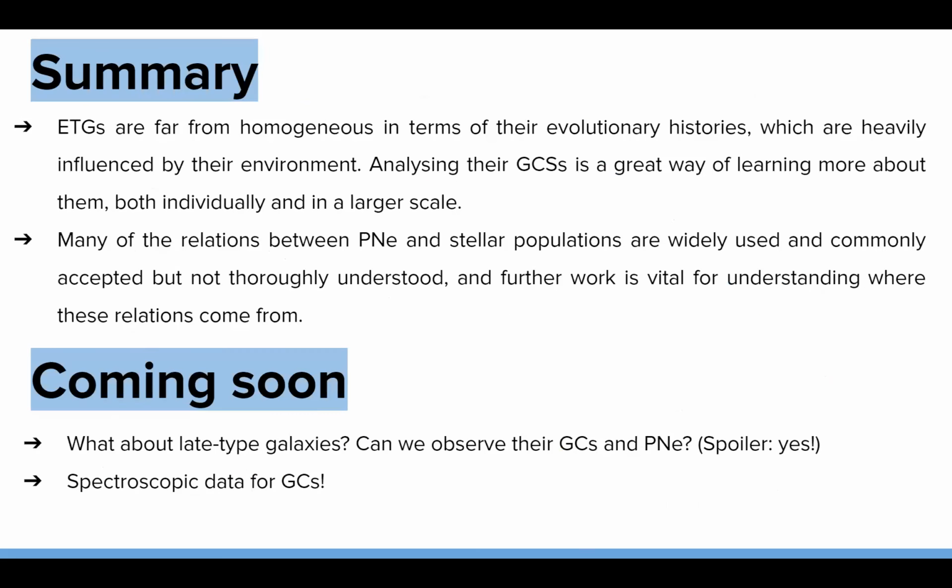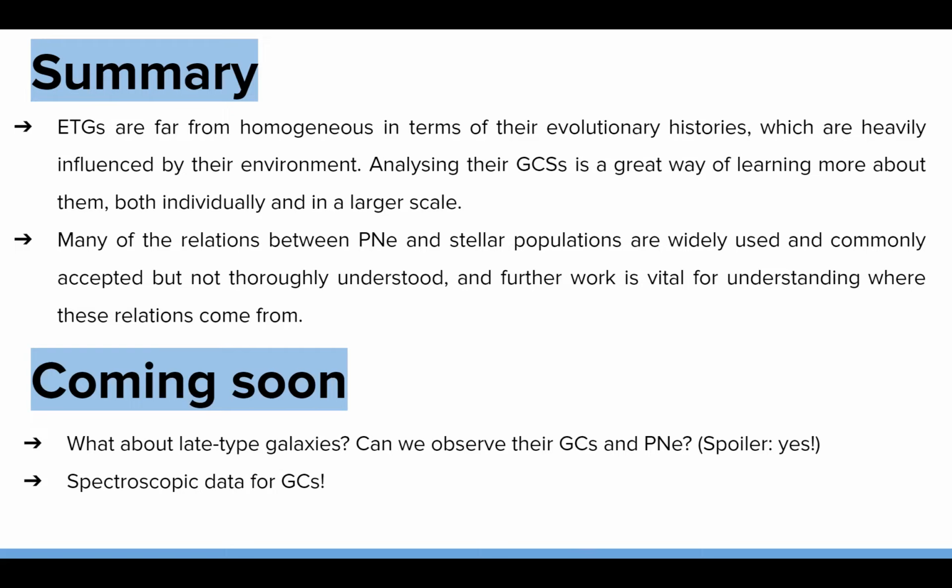So just so we can move on to the pizza, the main ideas of this is that these tracers are very cool, and I really like them. Early type galaxies have a very large variety of formation histories across all environments, and it does help to look at their globular cluster systems. And also that the relations between planetary nebulae and stellar populations have been widely used, but we still don't really know a lot about them in the theoretical sense. So it is vital to keep working on getting as many planetary nebulae as we can.